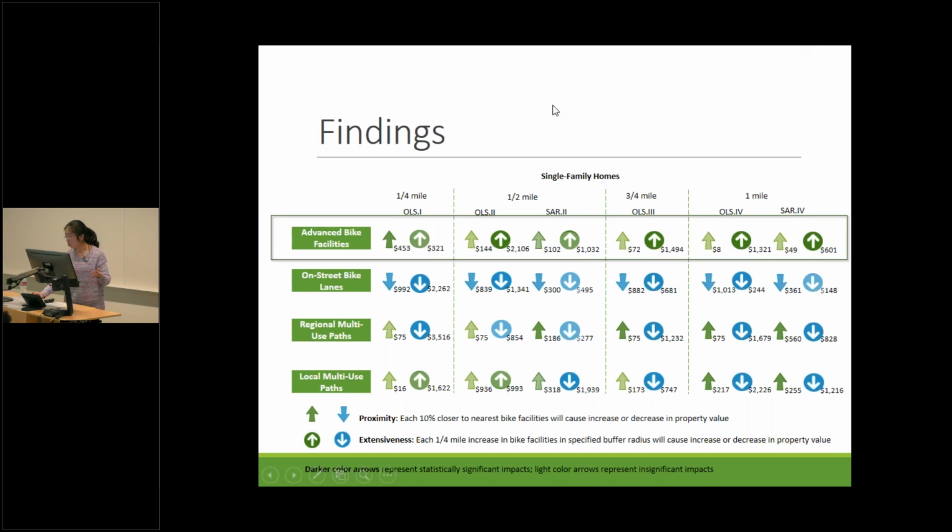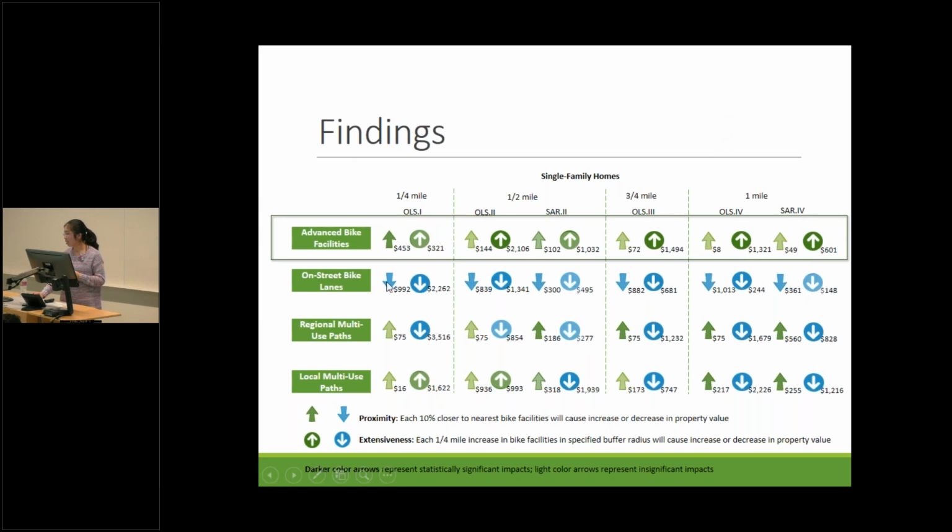So here is how to interpret this. The circled arrow is the extensiveness of network measure. It shows how each quarter mile increase in the buffer zone impacts the property value. Those four columns use different buffer zones from quarter mile to 1 mile. We want to look at whether different buffer zones have different impacts on the property value.